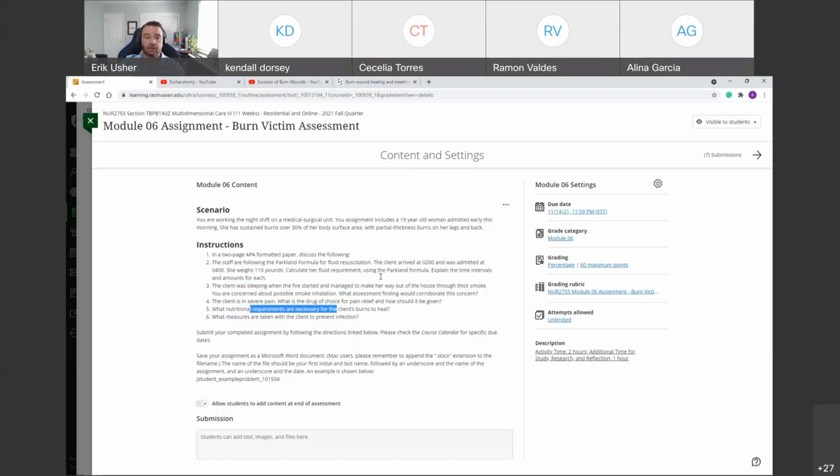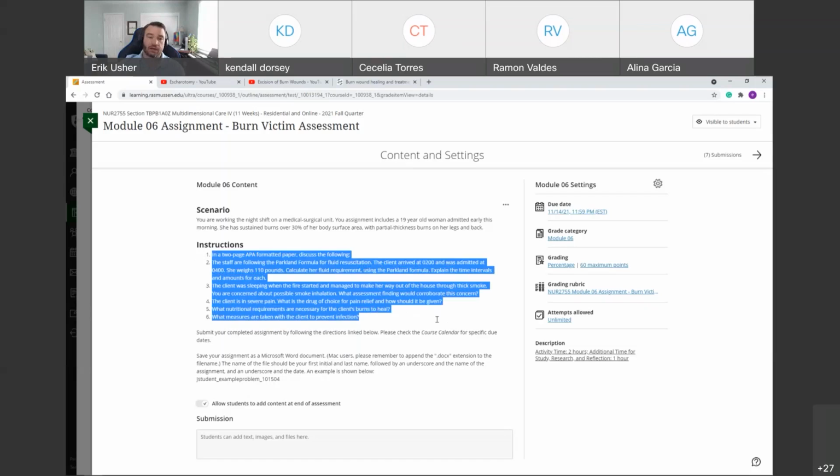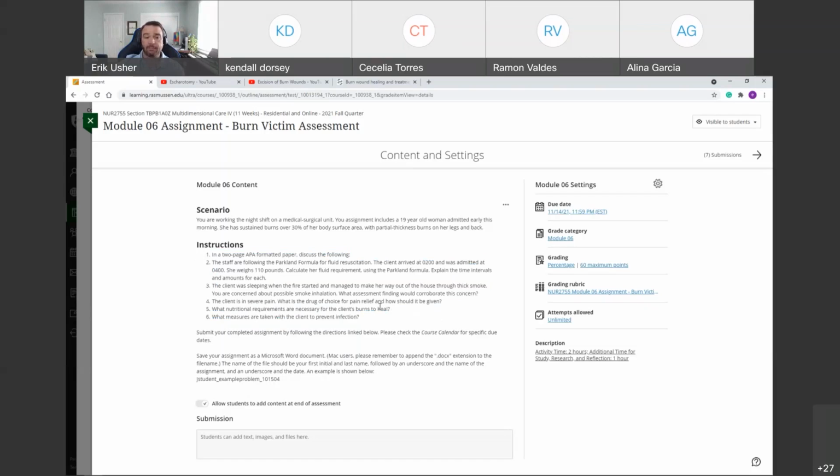Again, I don't count words, I don't count pages. If you can give all of this information succinctly, have at it. As long as you follow APA format and you get a reference page and a cover page, I'm happy. If you're unaware, there is an APA template available, which you just kind of plug and play. If you do not have that, let me know. I'll email it to you. Any questions about this week's assignment?